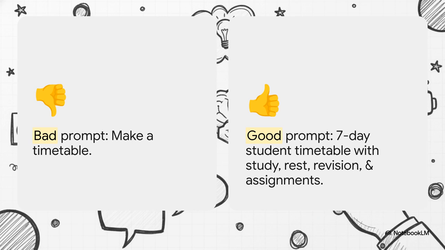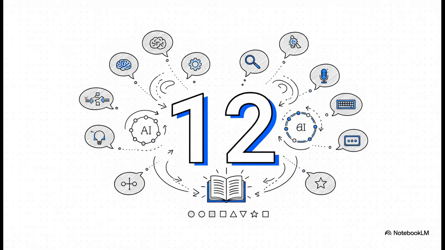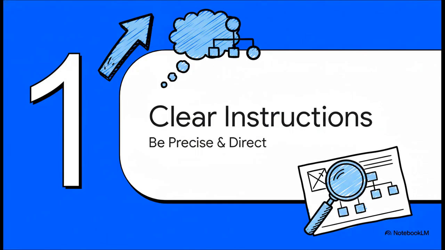This is the core idea right here. And you know what? The key to getting these amazing results every single time isn't some super complex coding skill. Nope, it all comes down to 12 simple but incredibly powerful laws for crafting the perfect prompt. So let's break them down. First things first, we have to build a strong foundation. And that foundation is all about clear instructions.